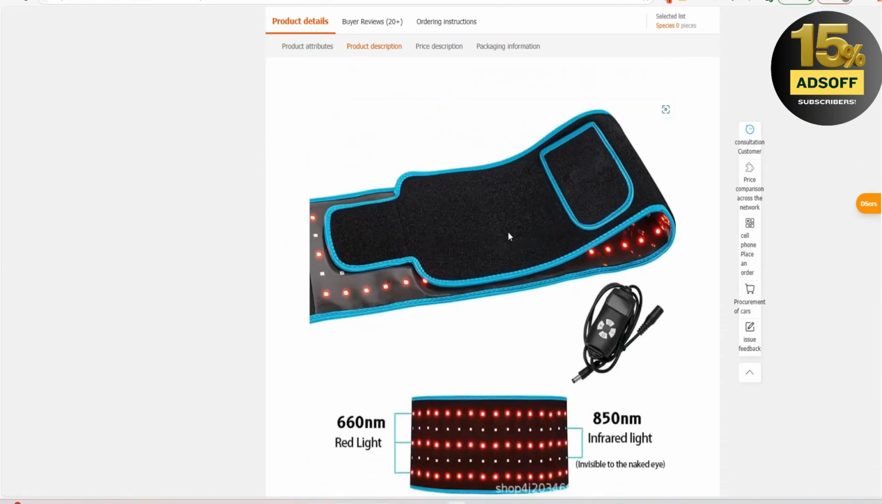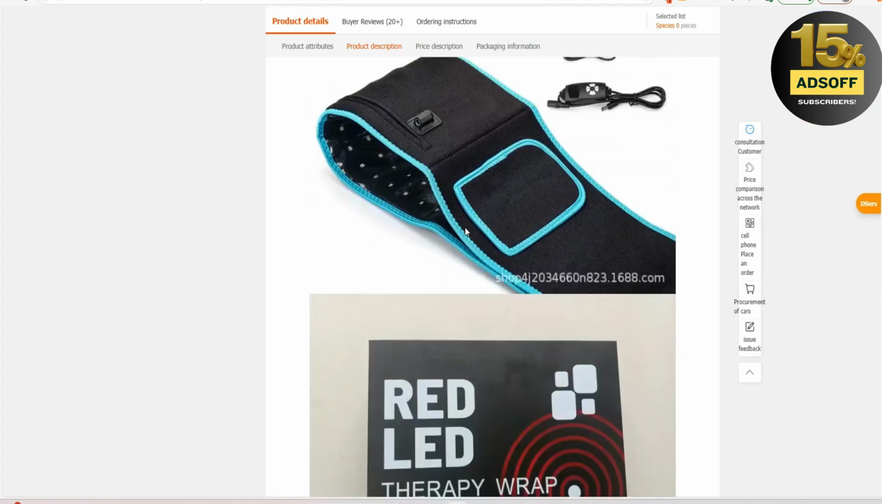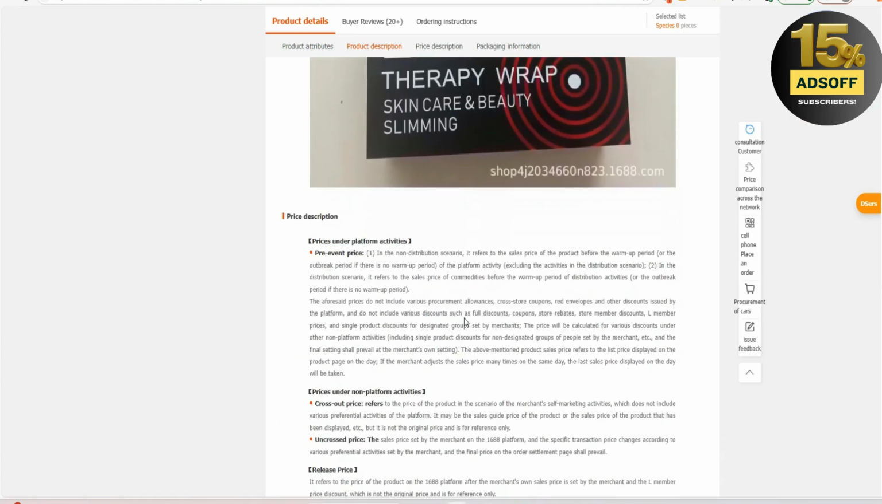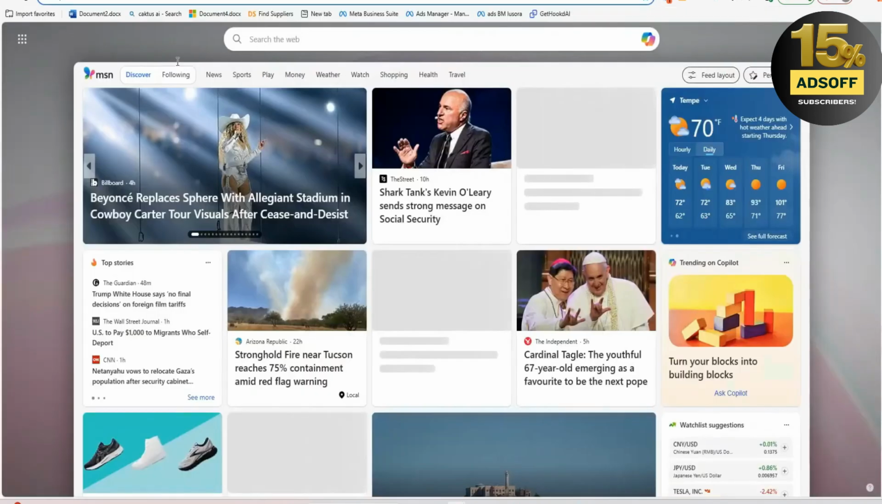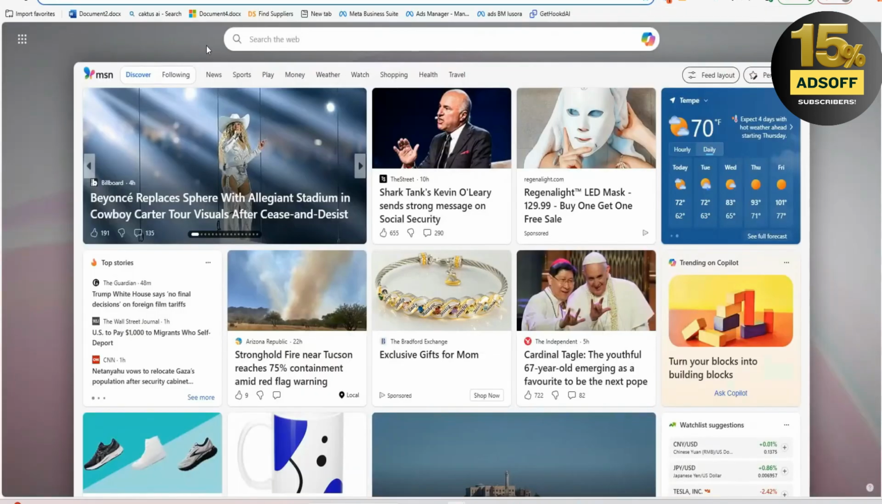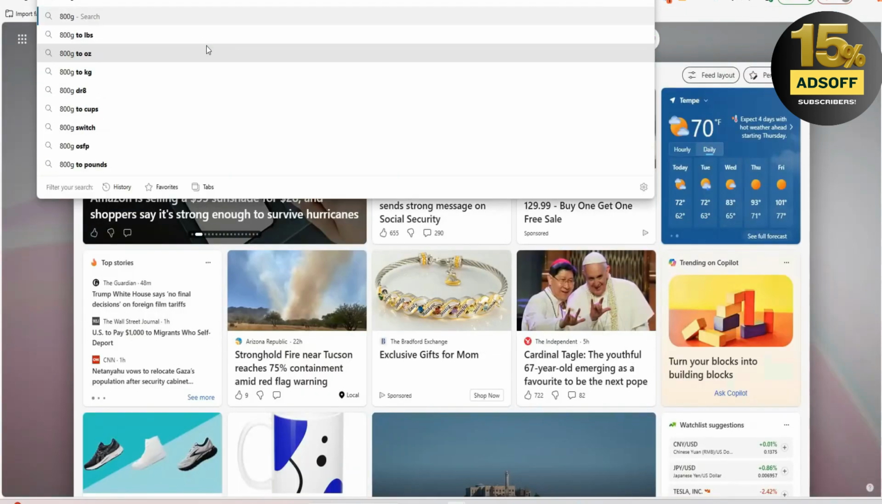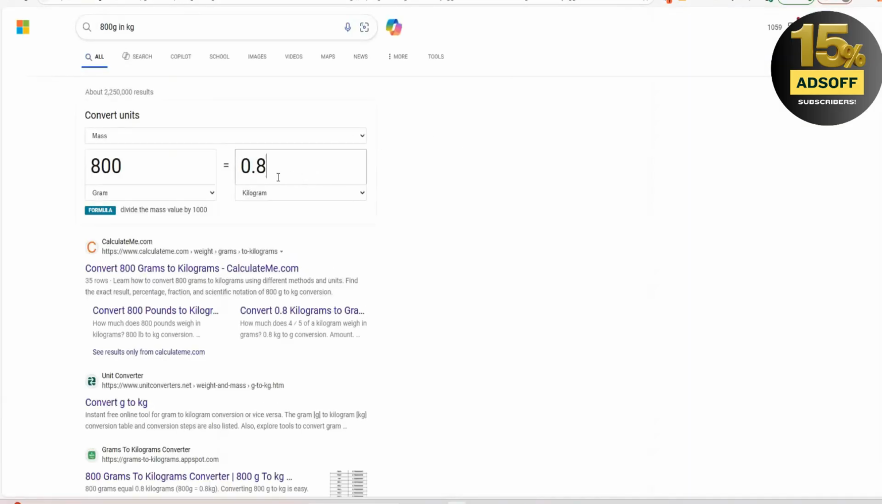I think normally these things, it doesn't look like it's heavy material, but normally I would probably say these things are going to be over, yeah, right here. All right, so we have the weight right here. If you don't know what 800 grams is in kilograms, you can just come over again to search and do 800 grams in kg. So 0.8. All right, so this one's 0.8.